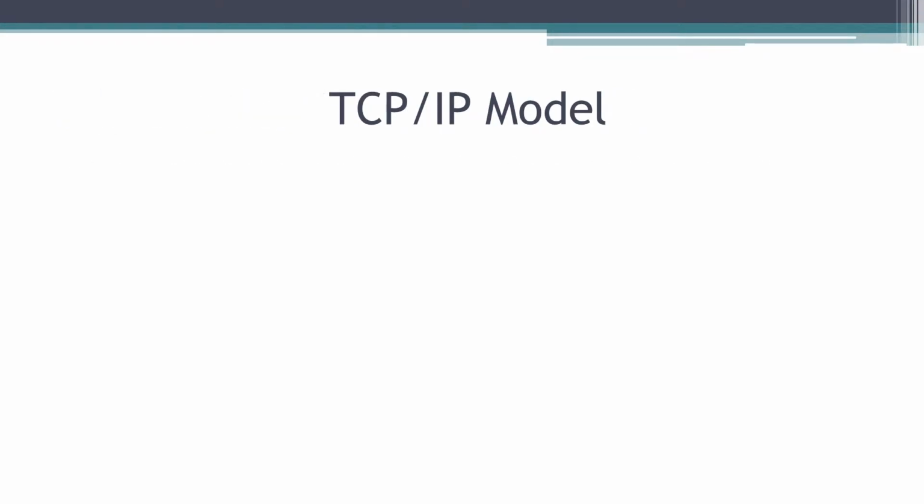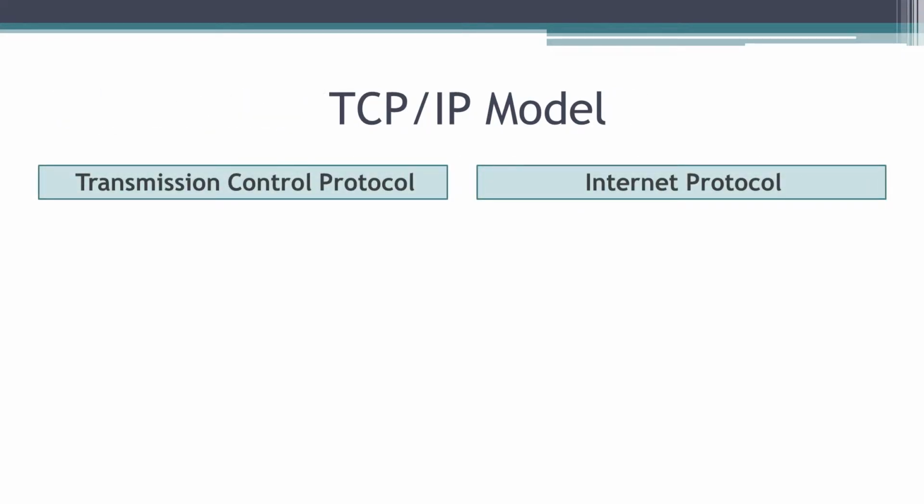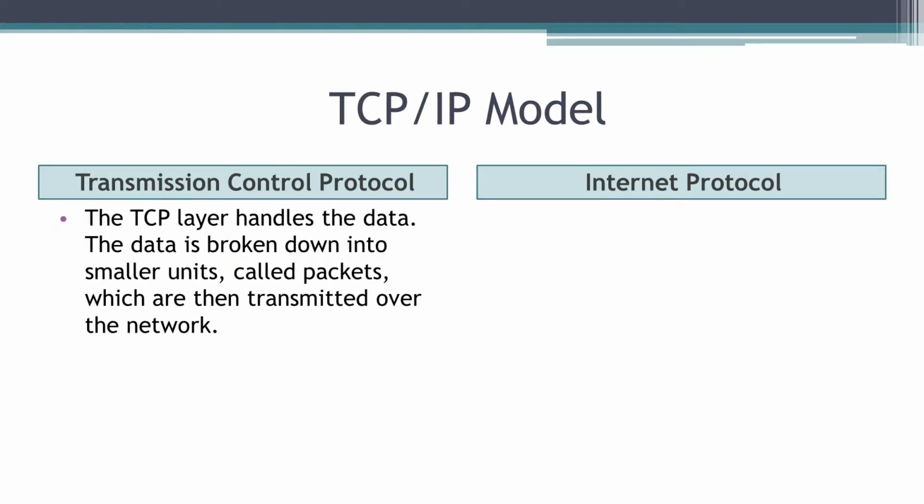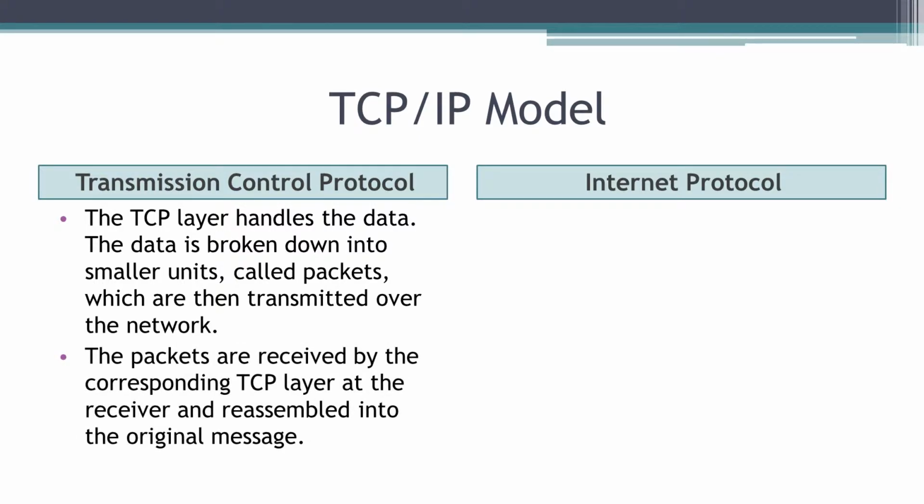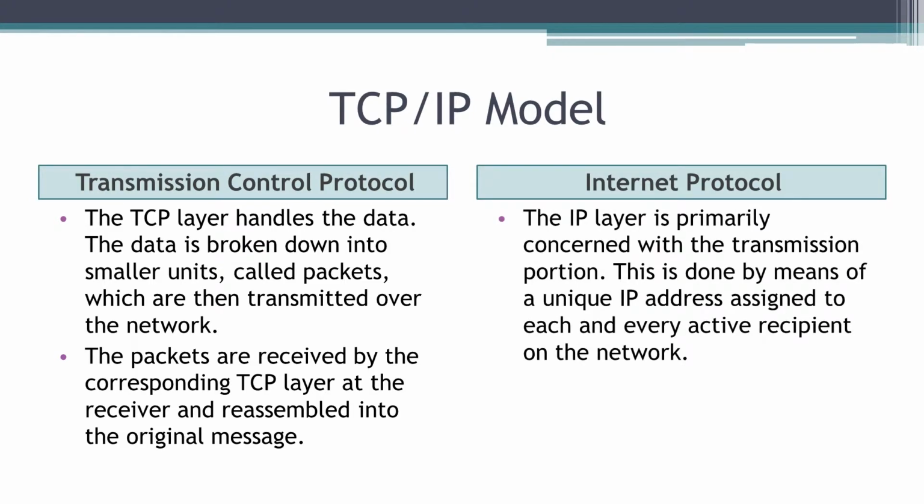First, we need to differentiate what the TCP and IP aspects actually mean, both of which we have already discussed in the OSI segment of this presentation. The Transmission Control Protocol layer handles the data. The data is broken down into smaller units called packets, which are then transmitted over the network. The packets are received by the corresponding TCP layer at the receiver and reassembled into the original message. The IP layer is primarily concerned with the transmission portion. This is done by means of a unique IP address assigned to each and every active recipient on the network.